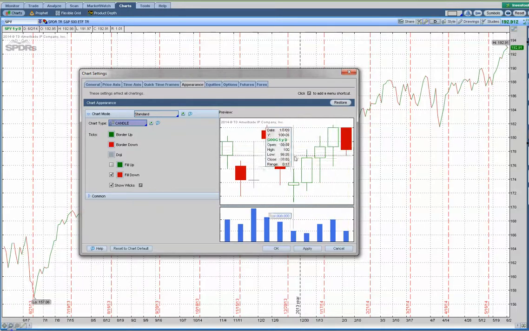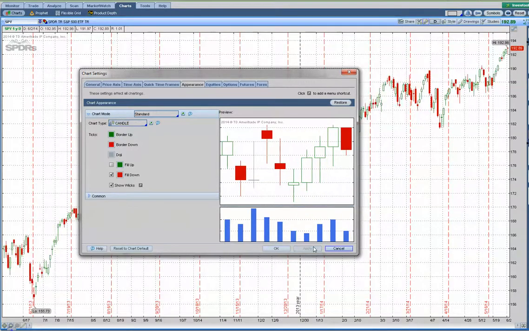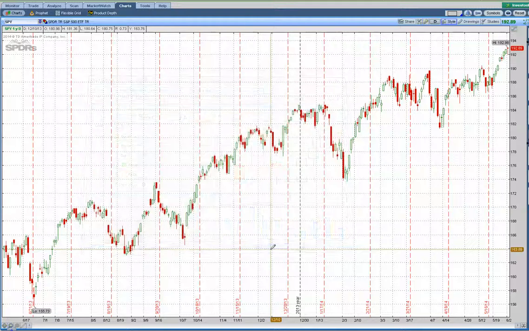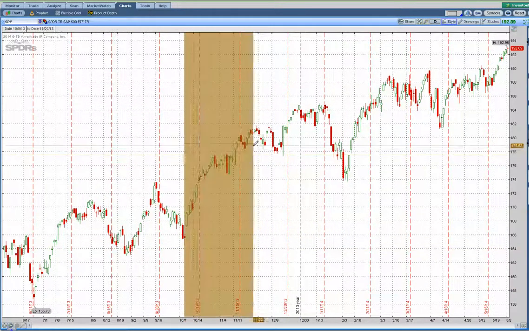The extensions above and below the candle are called wicks, and the upper wick is the highest price during the day, and the lowest wick is the lowest price during the day, or whatever your period is. Could be day, could be week, could be 5 minutes, whatever you choose. So we'll apply that. OK, and there's our candle chart.